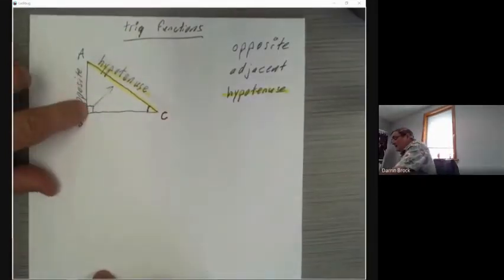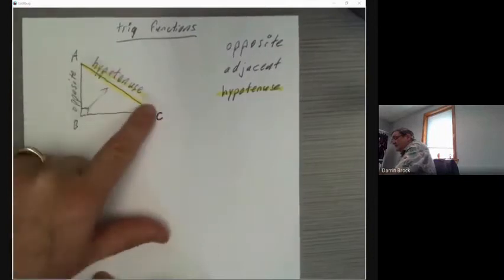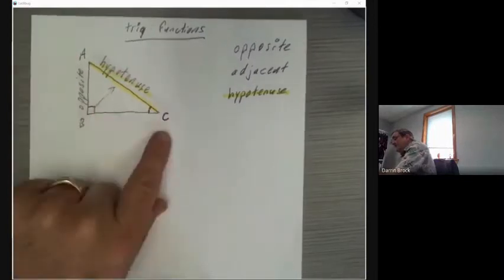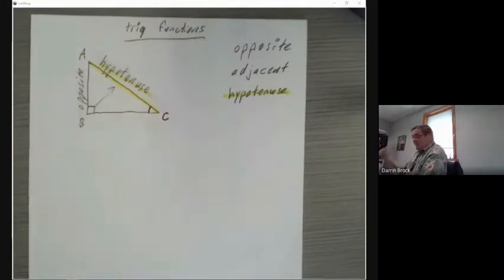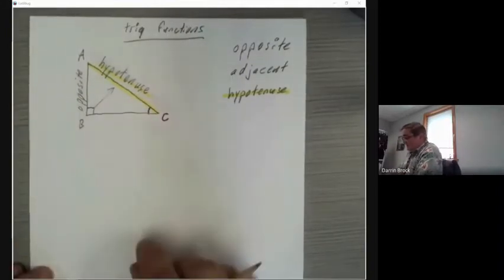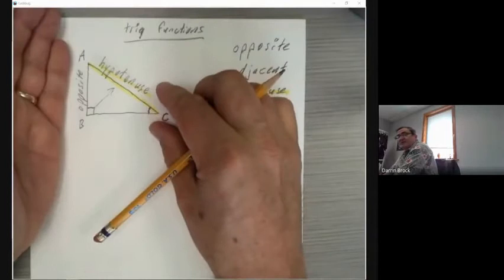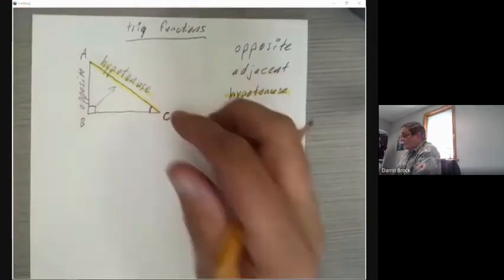Again, it's way over here. It doesn't touch angle C. These two sides touch angle C. Opposite is the side farthest away from the angle. It's the opposite side. We've got this side of the triangle. We've got this side of the triangle. It's the opposite side.